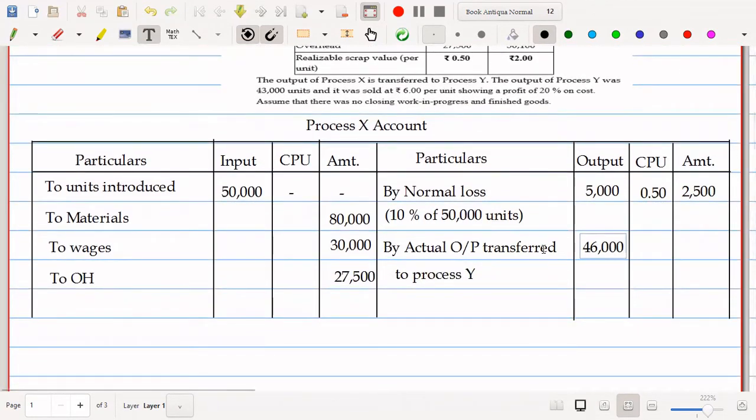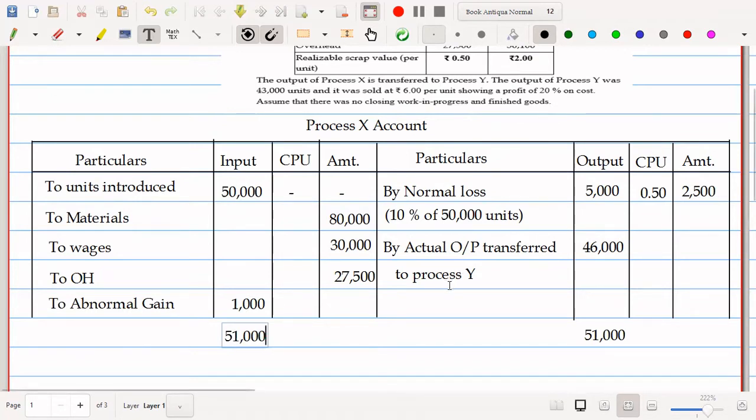Now we'll see the input and output totals. Here it shows 50,000 and this side it shows 51,000. So what is the meaning of that? 51,000 is the units here. The remaining 1,000, what is this 1,000? If it is on the debit side, it is to abnormal gain. So in both sides, now you can see here, the account shows the same figure.